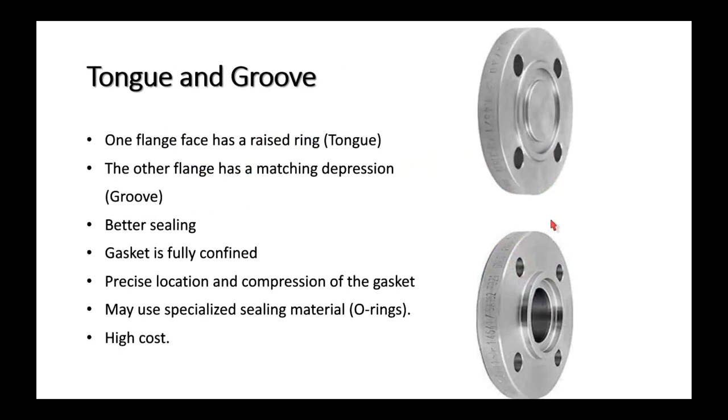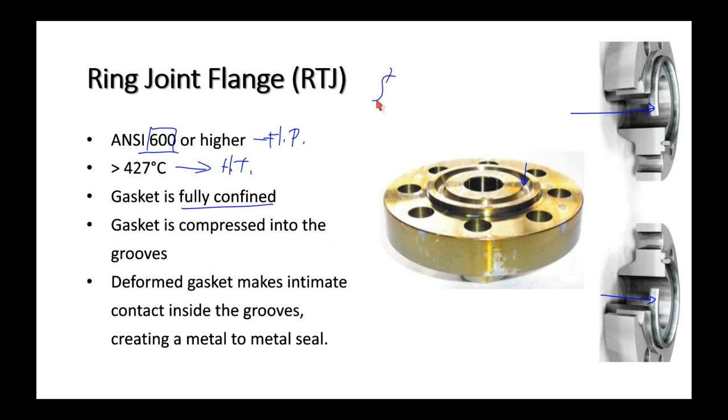Now there's also a tongue and groove type, which is again a fully confined gasket. This here is the tongue, and this here is the groove. The gasket fits into the groove, and then the tongue actually compresses the gasket into the groove. It's like a higher pressure type of design. It's costly, and actually this one here is also a costly flange.